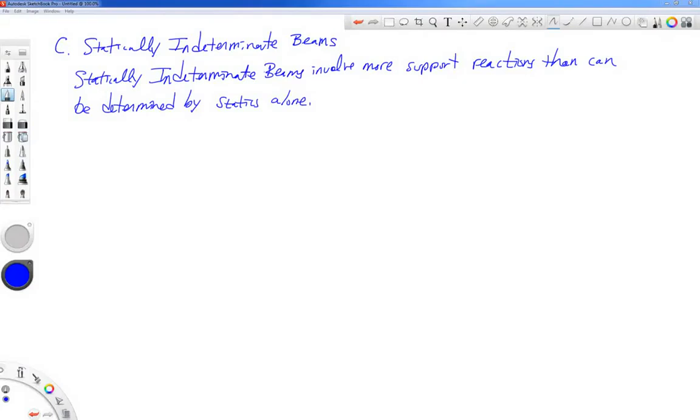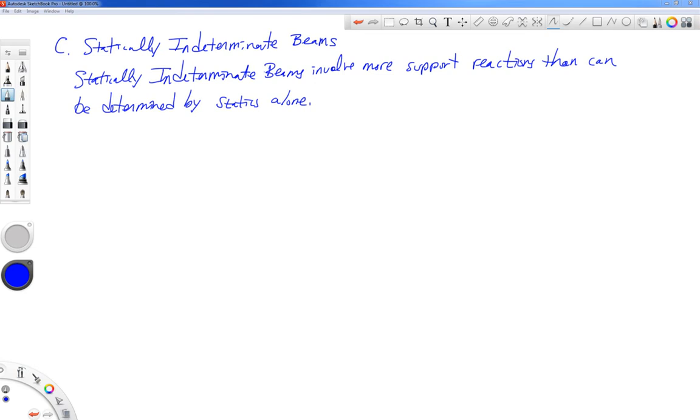In this lecture, we're going to learn about statically indeterminate beams and how to find both the deflection equation and the reactions of these kinds of beams. Basically, statically indeterminate beams involve more support reactions than can be determined by statics alone. If you remember, statically indeterminate problems in general have this issue where we can't use just statics.